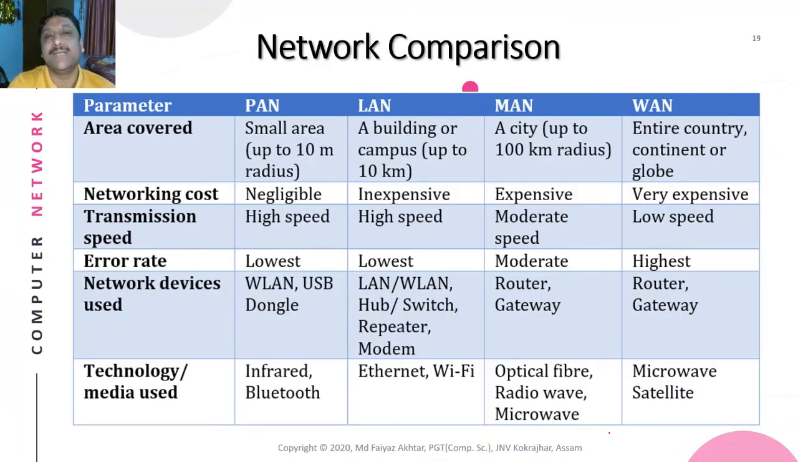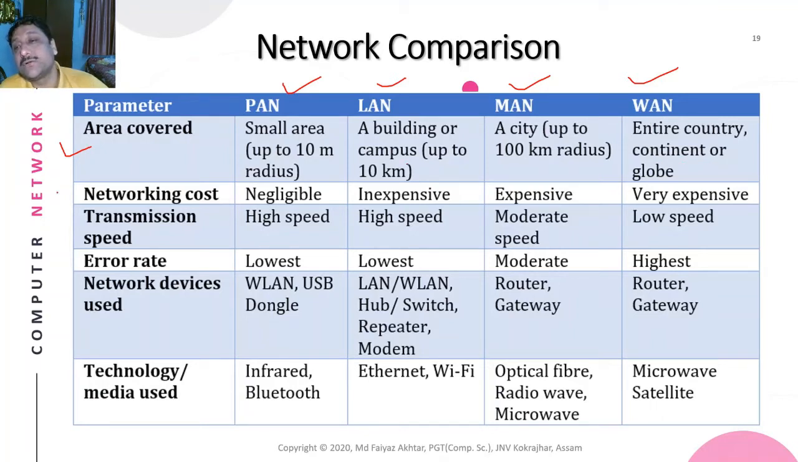Now here we have given you a comparison between different types of network: PAN, LAN, MAN and WAN. What are the differences here? First of all, the parameter we have taken is area covered. PAN, a small area up to 10 meters. LAN, a building or a campus up to 10 kilometers. MAN, a city up to 100 kilometer radius. And WAN, the entire country, continent, or even globe.